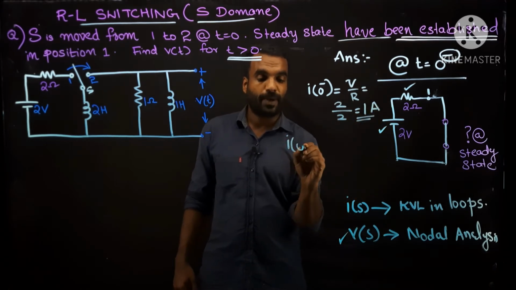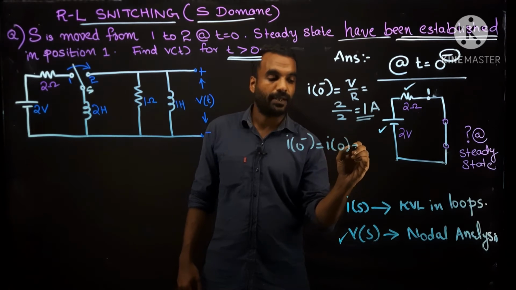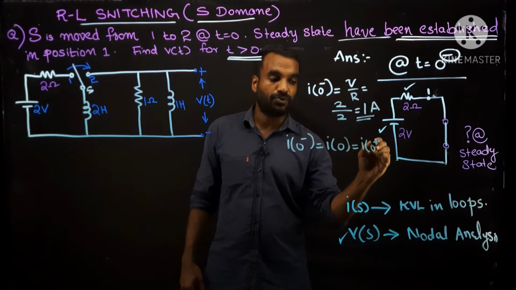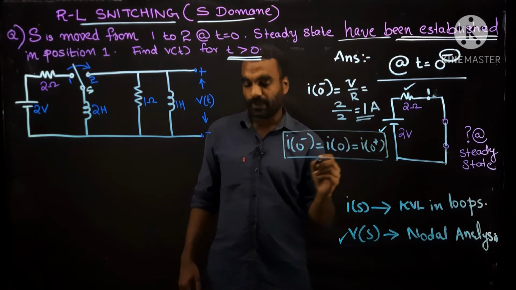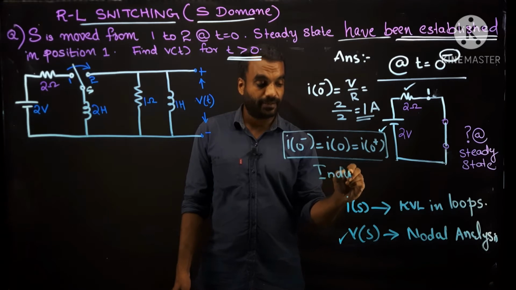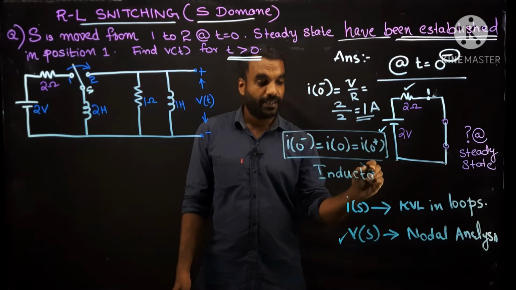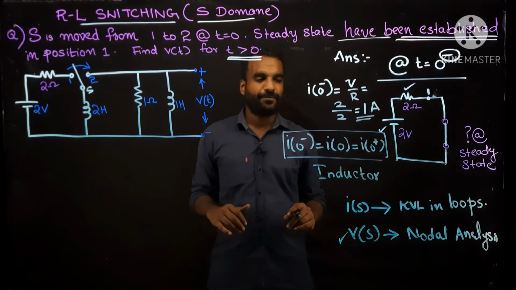As I0 minus is equal to 1 ampere, I0 is equal to 1 ampere and I0 plus is also equal to 1 ampere, because it is an inductor. Inductor will not oppose sudden change in current.